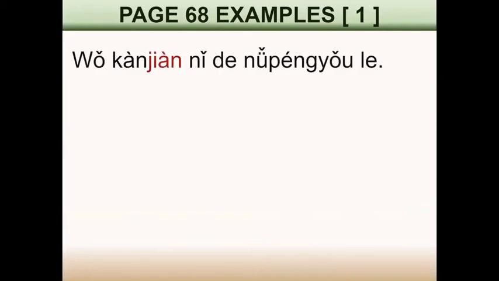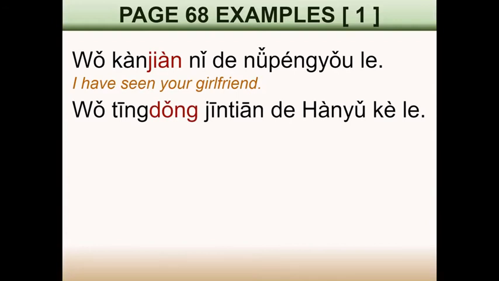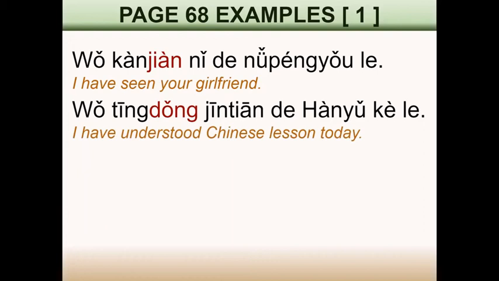On page number 68, we have some examples of these. 我看见你的女朋友了. I have seen your girlfriend. What I'm expressing here is that I not only have the faculty of seeing, 能, but I could see and know that that was your girlfriend. Okay, so this complement of result transmits this action and the result of this action. 我听懂今天的汉语课了. I have understood today's Chinese lesson. Again, I was listening, but I haven't just listened to the lesson. I listened and I understood it.